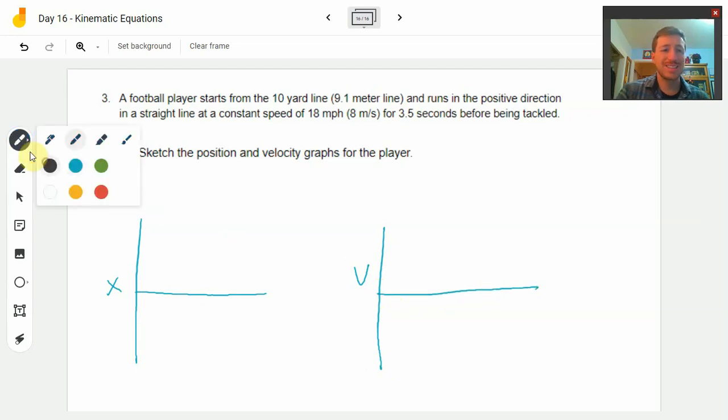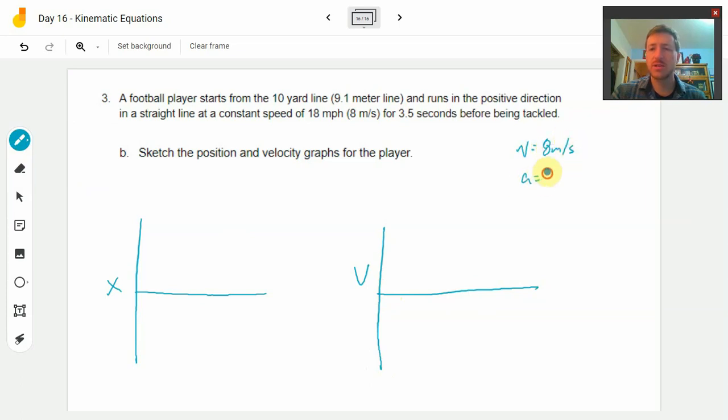In this case, the velocity is constant, right? So the velocity is constant the whole time at 8 meters per second. Acceleration is 0. The initial position is 9.1 meters, and the final position is, what did we say that was? 37.1 meters. So the starting position is about 9.1 meters, so starting about here. And the final position is about 37.1 meters. So that's up there.